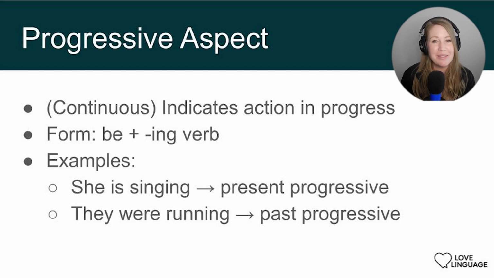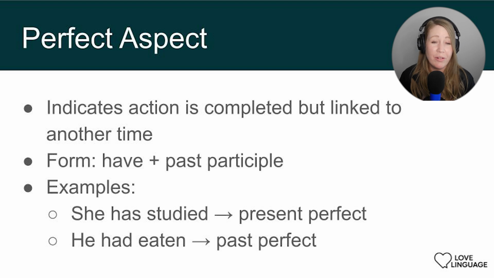So that's the present progressive. Or they were running. We have were as the form of the be verb and running as the ing, the main verb, right? And that forms the past progressive. So notice that the progressive tells us how the action unfolds, not just when it happens, and it can show up across different tenses. Next, let's look at the perfect aspect.